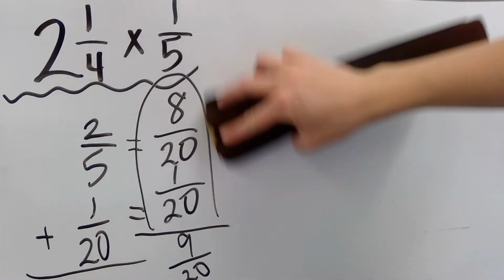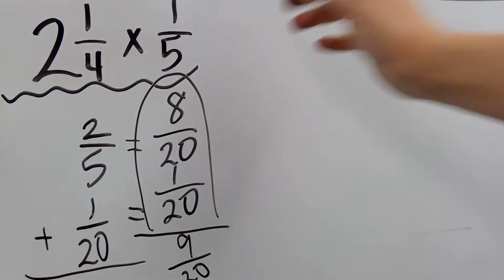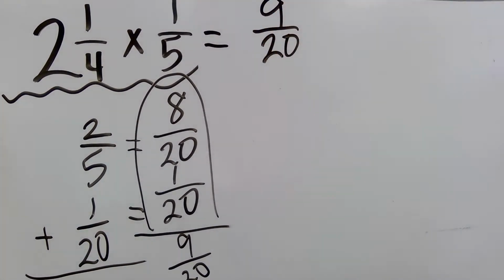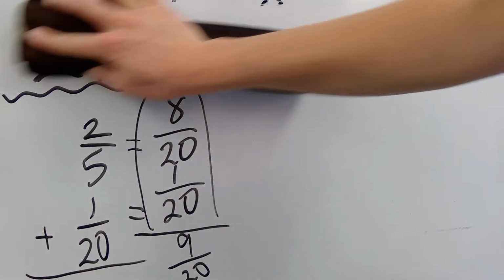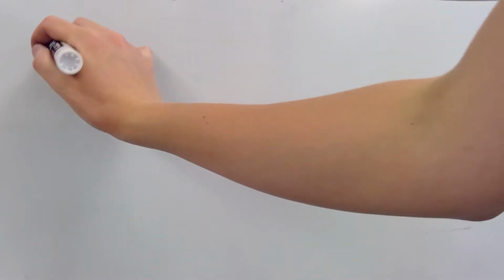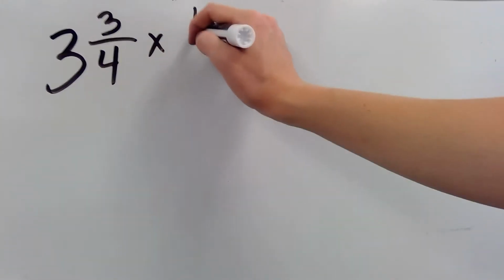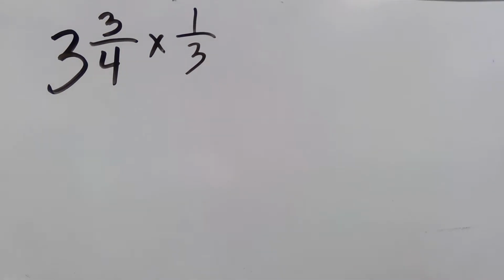But that means that our original problem of 2 1/4 multiplied by 1/5 equals 9/20. Now, if you solve these a different way, as long as you get the same answer, that's okay. Like if your process is just a little bit different, no big deal. Okay, I want you to solve this one. 3 3/4 multiplied by 1/3. So go ahead and pause it and solve it, and then click play when you're ready.